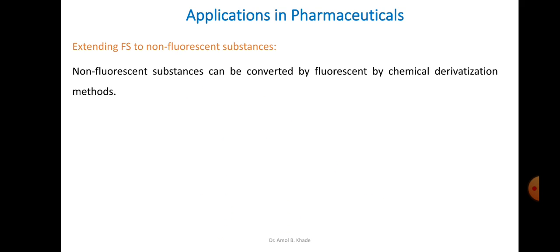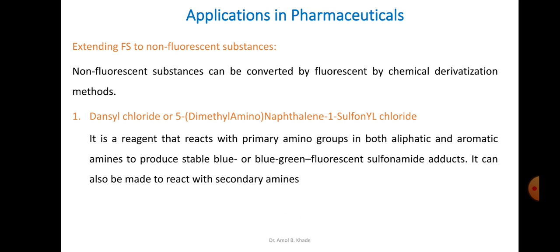Then how about extending this technique to non-fluorescent substances? There are certain substances, even in pharmaceuticals, which do not have conjugation in their structure, which are not able to absorb UV or visible light, and in turn will not show fluorescence. So we can convert them into a fluorescent substance by one of the popularly used methods, which we refer to as chemical derivatization. By taking some chemical reagents, we can convert the non-fluorescent substance into a fluorescent substance.